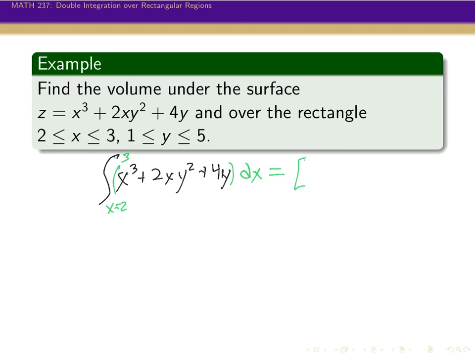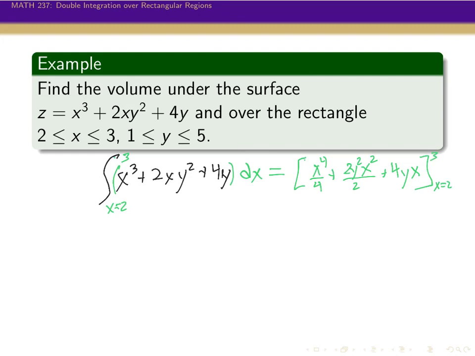Okay, so x cubed goes to x to the 4th over 4 plus 2xy squared. So the 2y squared, that is a constant. And then integrating x will give me x squared over 2. And then lastly, I'm integrating 4y, so that's just a constant. Integrating a constant would give me 4yx. And then we do these bounds from 2 to 3.